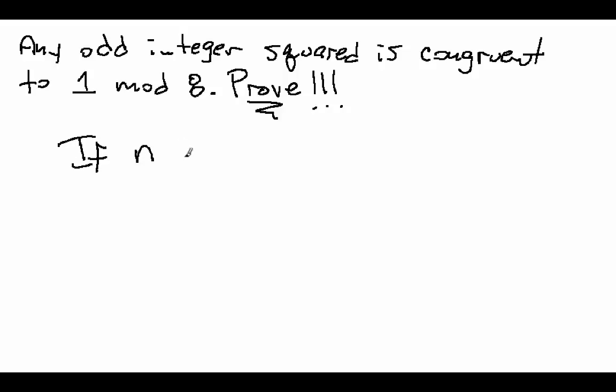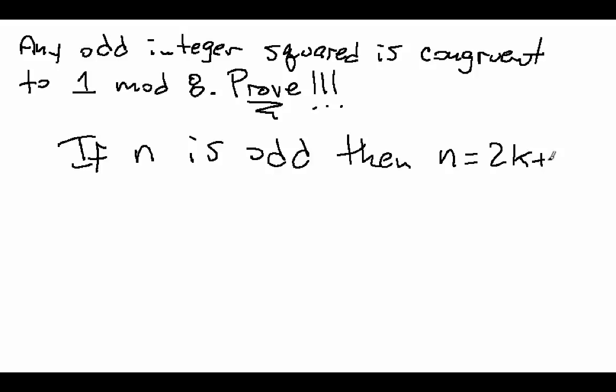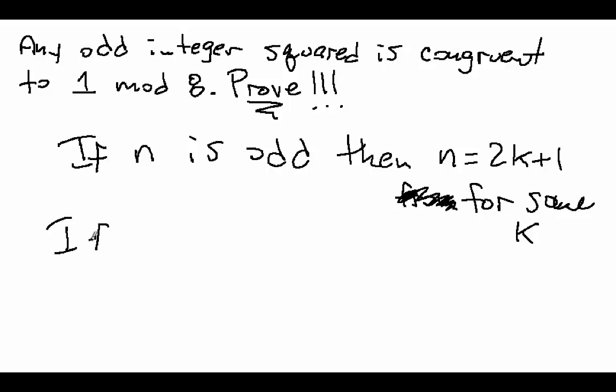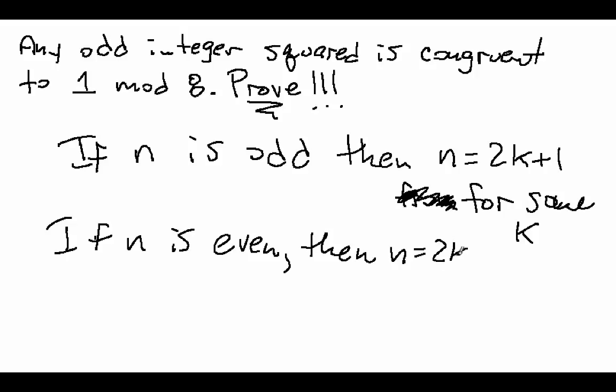If n is odd, then n equals 2k plus 1, for some k. And likewise, if n is even, then n equals 2k. Okay, notice over here, an odd number is going to be 2k plus 1. This is going to be even. In other words, if I look at my even numbers, 2 is equal to 2 times 1.